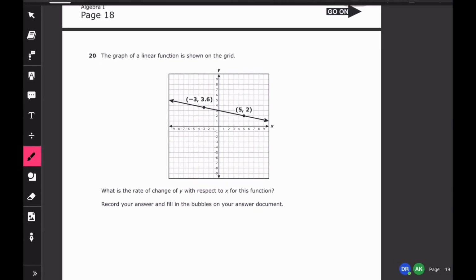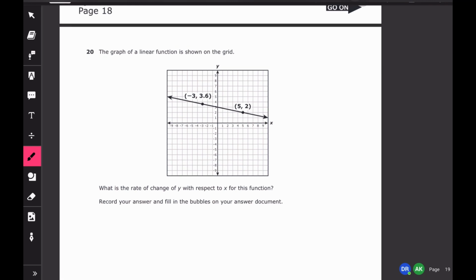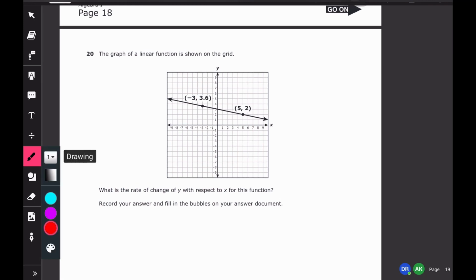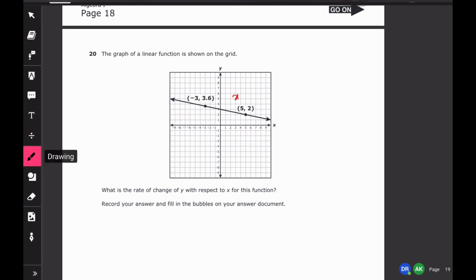Going into the 20th one: the graph of a linear function is shown on the grid. What is the rate of change of y with respect to x for this function? Record your answer and fill in the bubbles on your answer document. Now here, the rate of change of y with respect to x is nothing but the slope. So you can take this as x2, y2, and this as x1, y1.